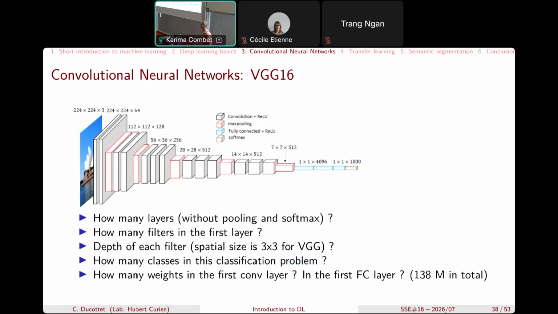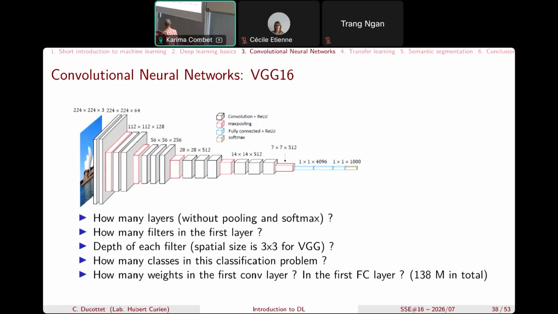For example, here is a classical architecture, which is called VGG16. So it is important to know what is the architecture of some classical systems. Here in this VGG16, you have 16 layers, in fact. You can see in the legend that convolutional layers plus ReLU activation are denoted in black, max pooling in red, fully connected in blue, and softmax in a kind of yellow or brown.